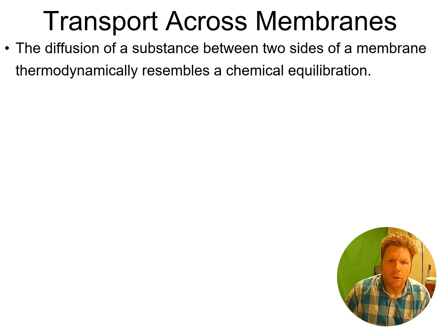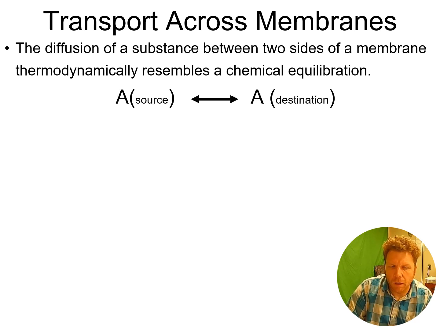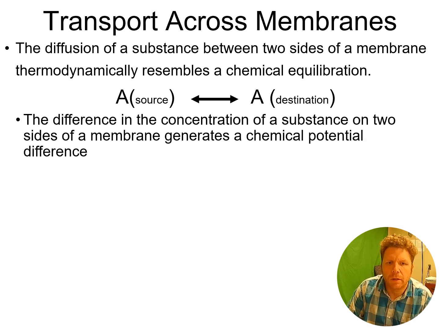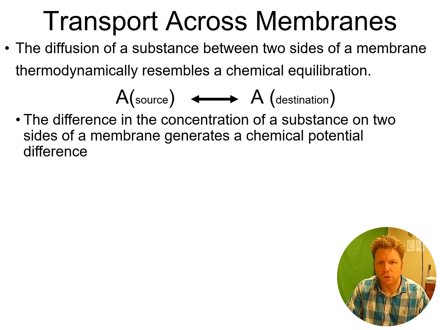All right, so here we are talking about transport across a membrane. So the diffusion of a substance between two sides of a membrane thermodynamically resembles a chemical equation. A, our molecule that we're moving from a source to a destination, can also go backwards, destination to the source. It's all perspective.